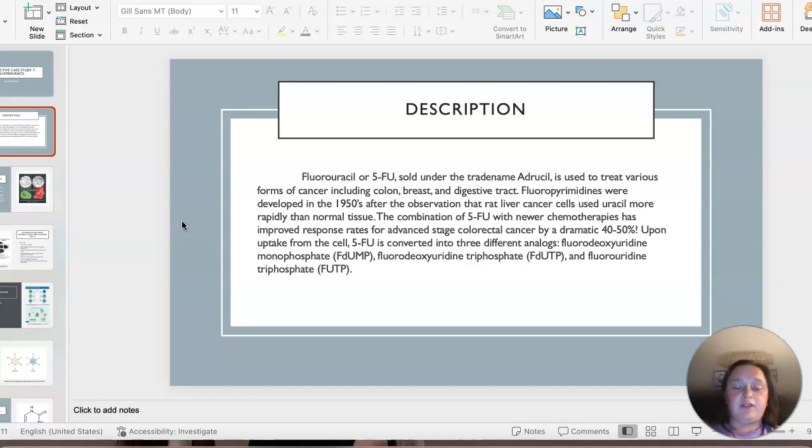Upon uptake into the cell, 5FU is converted to 3 different analogs: fluorodeoxyuridine monophosphate (FdUMP), fluorodeoxyuridine triphosphate (FdUTP), and fluorouridine triphosphate (FUTP).